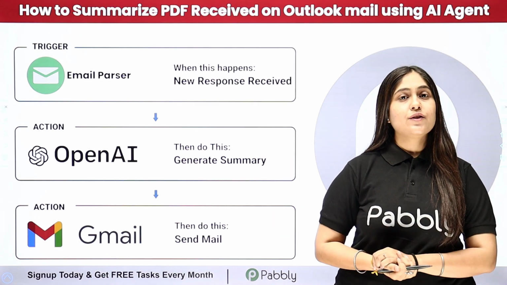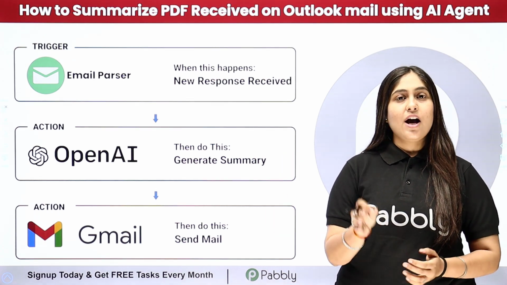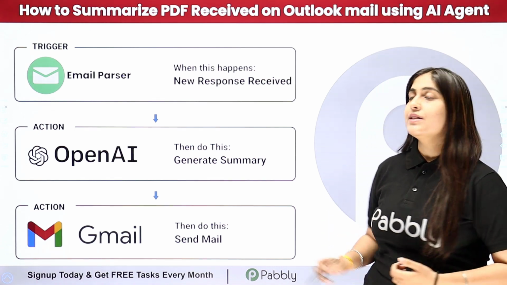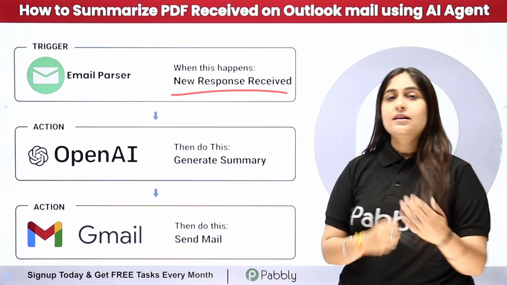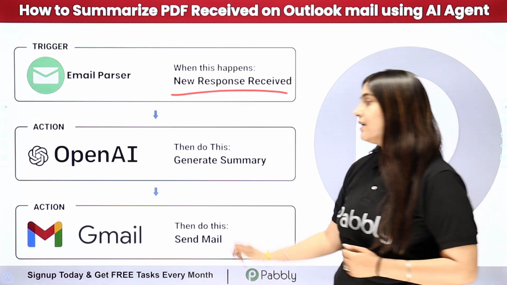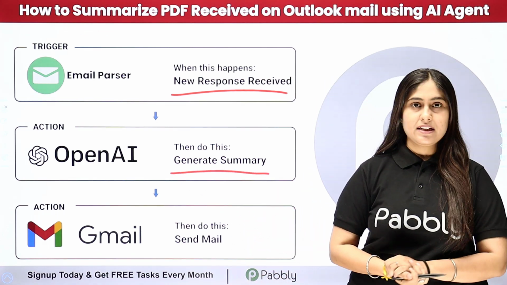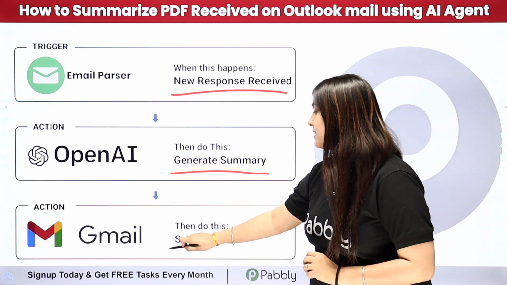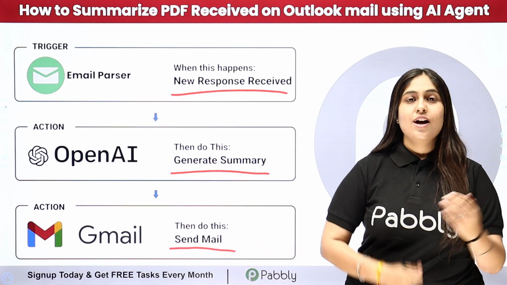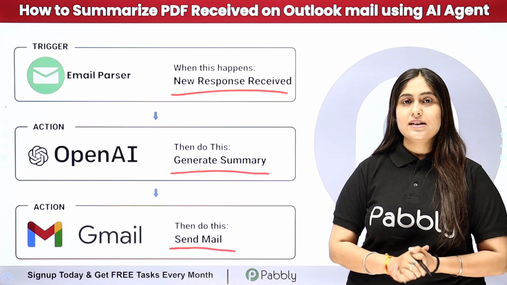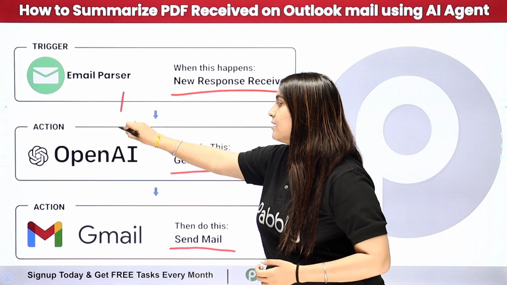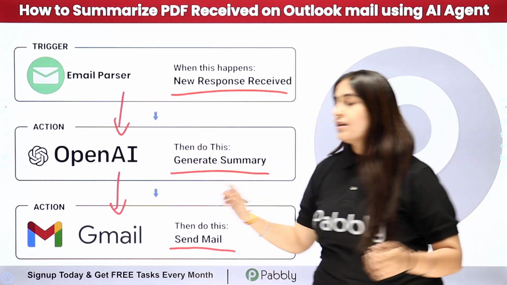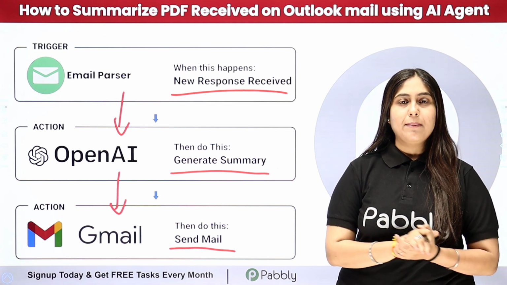So I receive a lot of mails on my Outlook mail, and now here my objective is that when I'm going to receive a new mail with an attachment, then automatically OpenAI should read the attachment and generate a summary for that PDF, and after generating the summary, automatically that summary should be sent as a mail on my Gmail account. So now here to automate the entire process, I need to connect my email parser with OpenAI and Gmail using an automation software named Pabbly Connect.